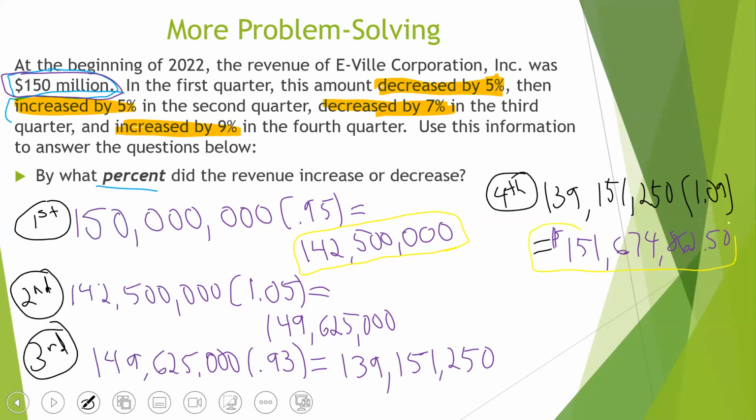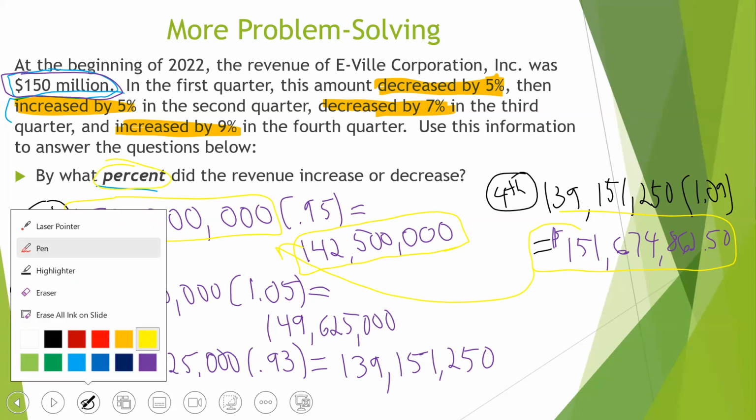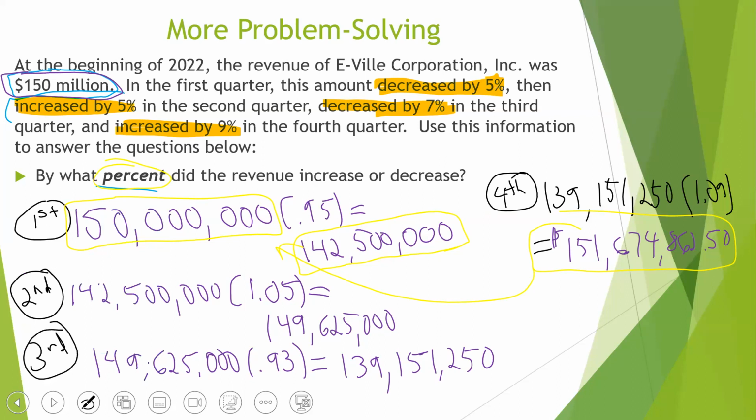All right, and that ends up being our final amount, right? And so if we compare that to what we started with, because remember way back here at the beginning of the first quarter, we had 150 million. If we compare that, it looks like overall, our revenue went up, right? So the final number is higher than what we started with, okay? And so we can say that the revenue increased, and the next question would be, by what percent did it increase? Okay.